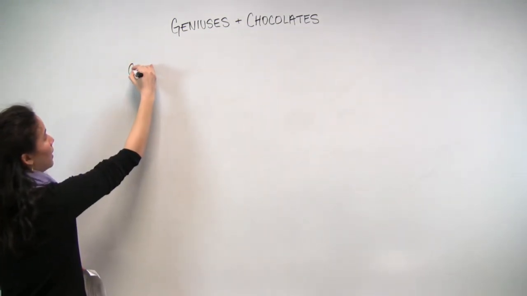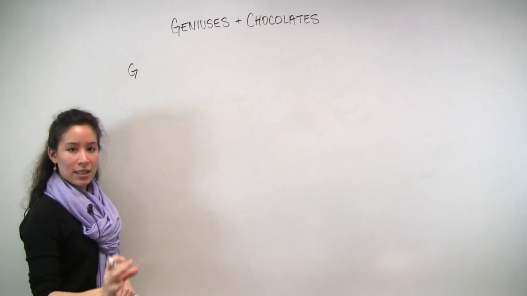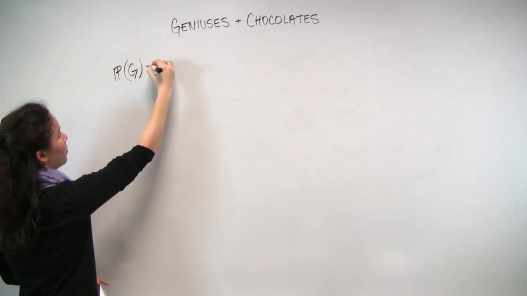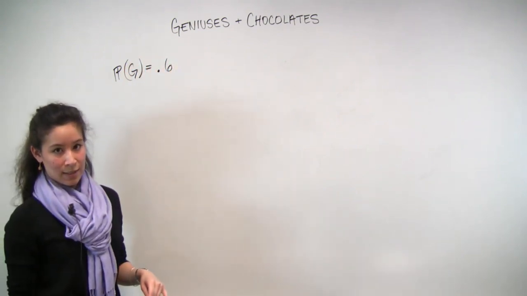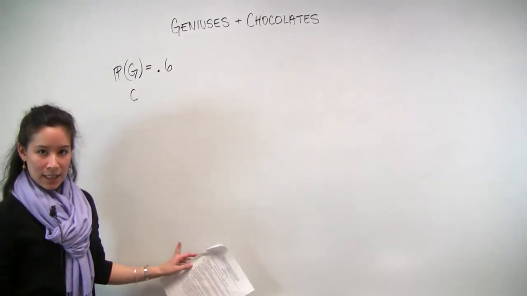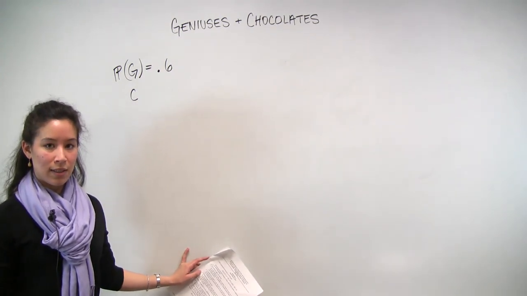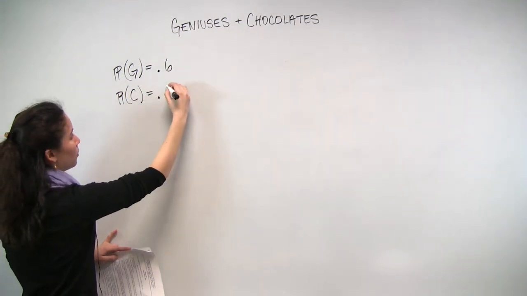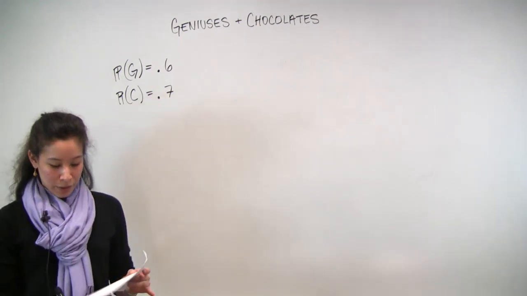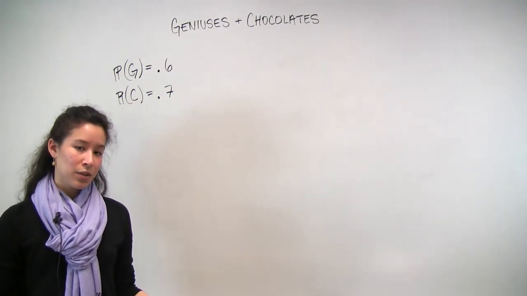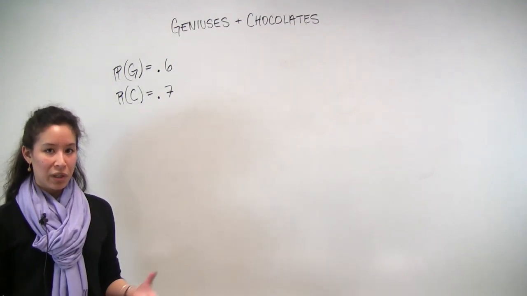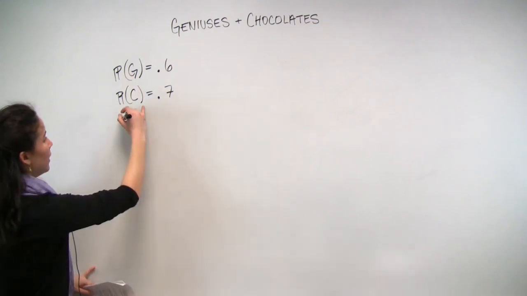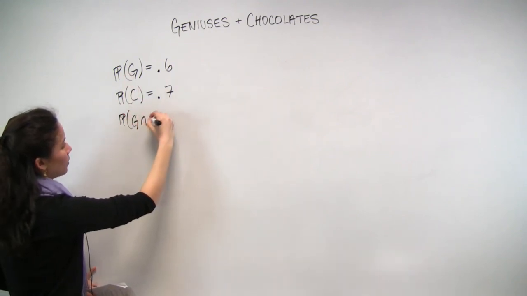So if you let G denote the event that a randomly selected student is a genius, then the problem statement tells us that the probability of G is equal to 0.6. Similarly, if we let C denote the event that a randomly selected student is a chocolate lover, then we have that the probability of C is equal to 0.7. Lastly, we are told that the probability a randomly selected student falls into both categories is 0.4. And the way we can express that using the notation already on the board is probability of G intersect C is equal to 0.4.